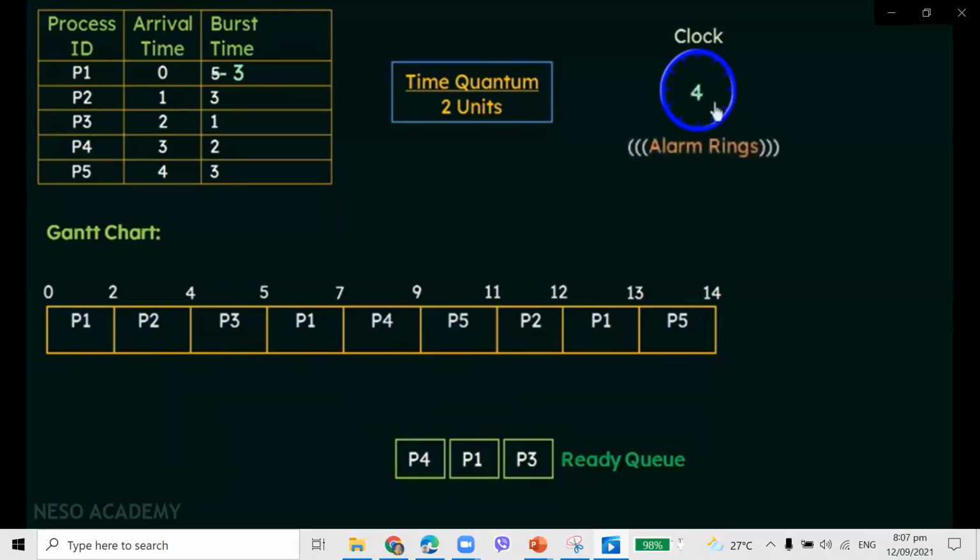Now let's see what will happen at the next unit of time. So the next unit of time is time 4. So at 4 units of time, what happens? The alarm rings again. Why did the alarm ring? Because the time quantum of 2 units is complete. So from 2 to 4, the clock ran and that was 2 units of time.